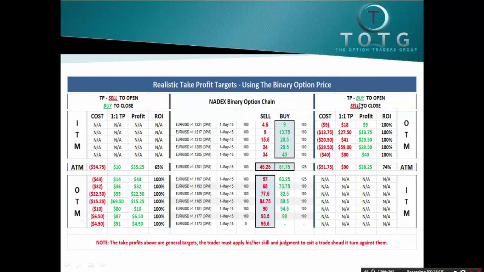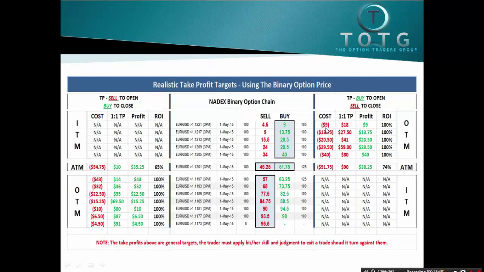Now, this is when you are buying to open the transaction and selling to close. These are your out of the money contracts right here. This particular contract, you can buy it for $9, so you're saying price is going to be above there at that time. Your cost is $9 on this trade. Now, what are we targeting on OTM? 1-to-1 take profit.